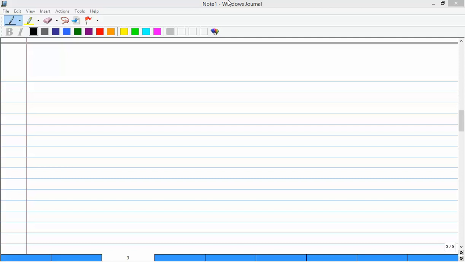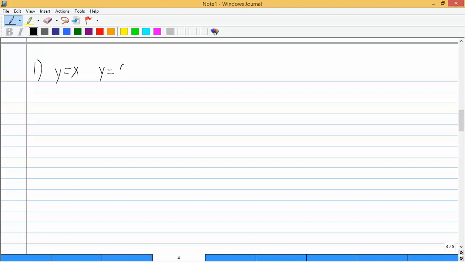Alright, so this problem says find the volume of the solid generated by revolving the region bounded by the given lines and curves about the x-axis. We're told that y equals x, y equals 0, x equals 1, x equals 5.